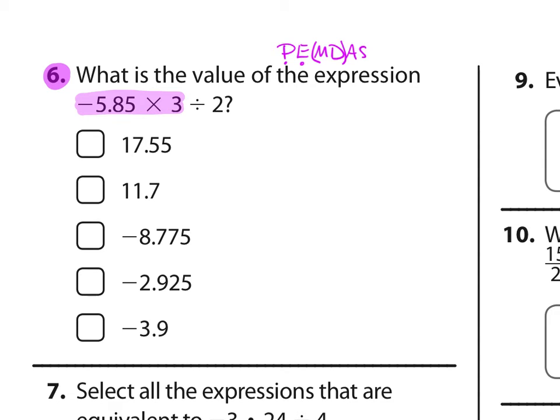So I'm going to multiply these, and I have a negative times a positive, which is a negative. And 5.85 times 3 is 17.55. And then we just divide by 2. And so when you divide by 2, we get negative 8.775.